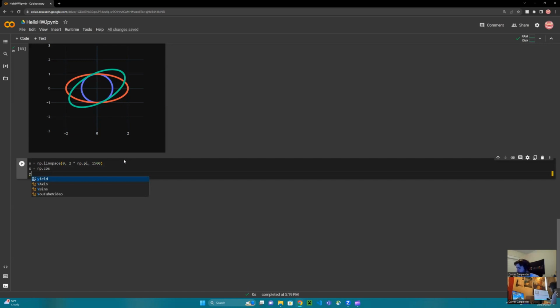I forget how to do this. Y equals np.sine of S? It might be of S. And then Z is going to be S, generated over a course of 2 pi.